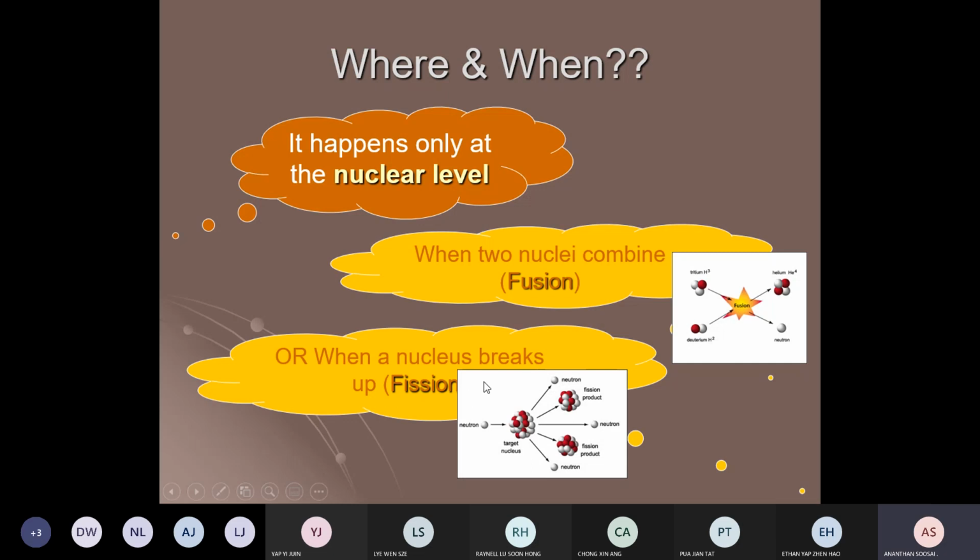I believe you've heard about this before. Fusion: two lighter nuclei combine to form a heavy nucleus and release energy. Fission: the splitting of a heavy nucleus into two or more lighter nuclei, releasing energy. Normally we use a neutron to do fission.